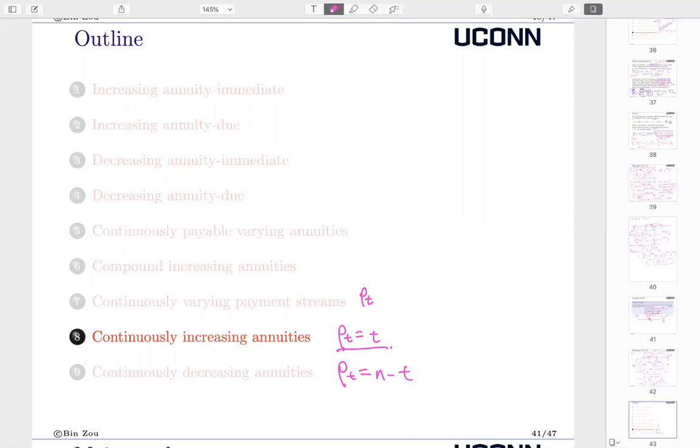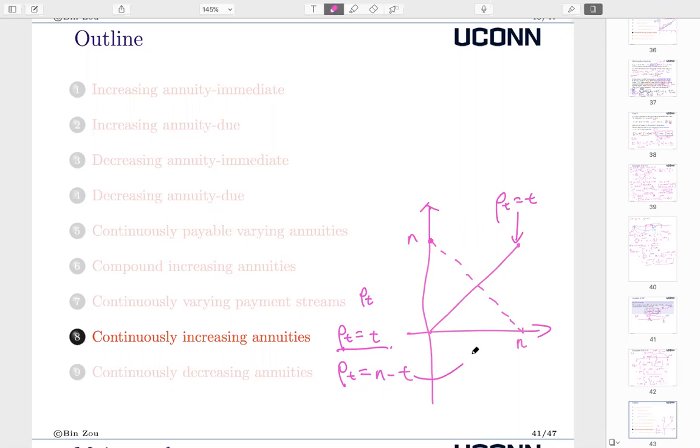So if I draw the graph, let's consider n years. So this is rho t equals t. Okay, let me extend the y-axis a little. So here's n. Let me use a dotted line to denote the decreasing case. So this is the decreasing case. In section 8, we study this case. In section 9, we study the decreasing case.